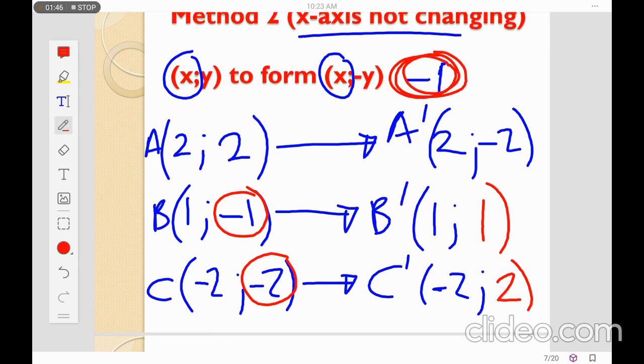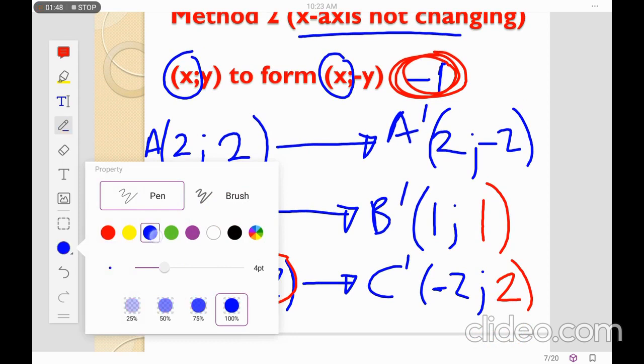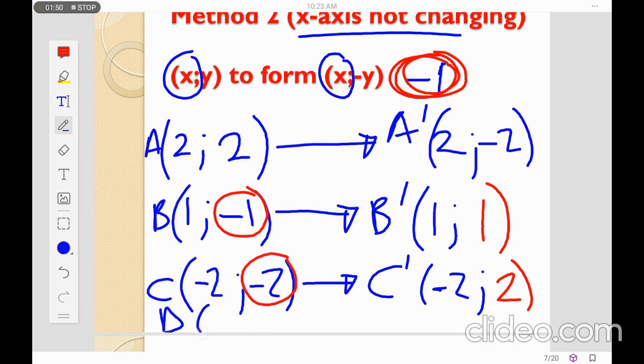We do the same for the last one, which is our D. D was minus 1 and 1. D image becomes, x is not changing, so we have minus 1. Then y is multiplied by minus 1, so we have minus 1 there. So these are the images. That's how you do it when you are using this method, which simplifies or checks that you have done things correctly.